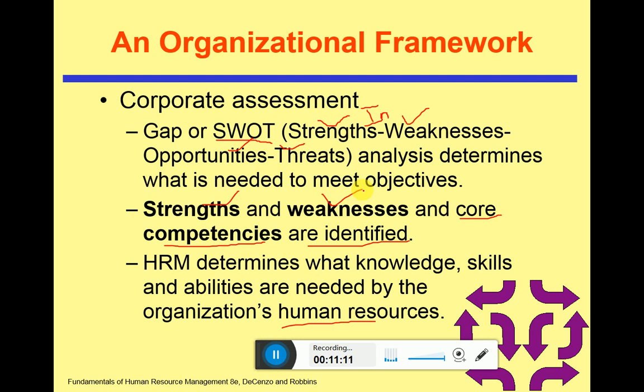Now that is the decision stage, where human resource management defines what type of people, how many people, with what abilities, with what skills, with what knowledge are required by the organization. So this is the HRP process, human resource planning.